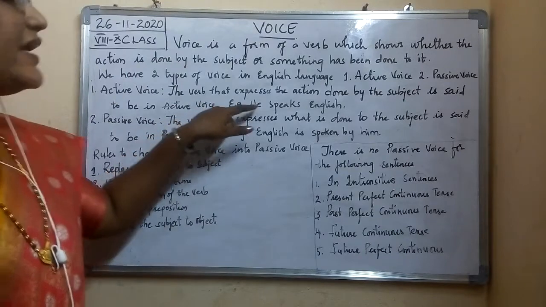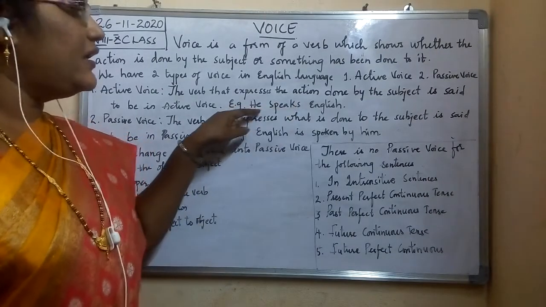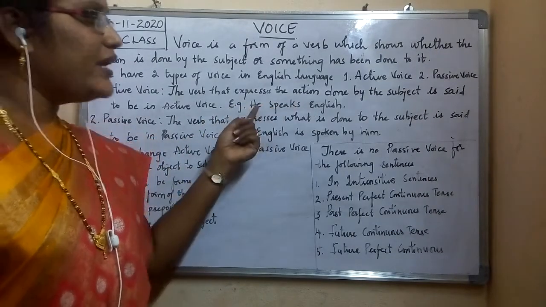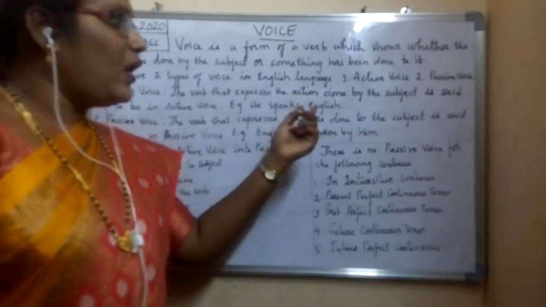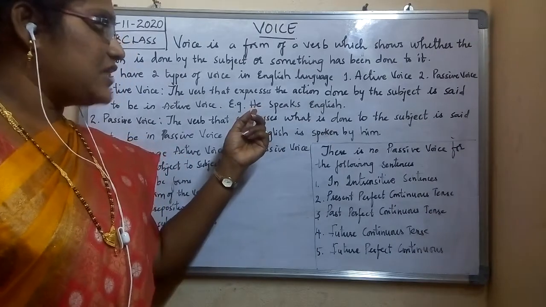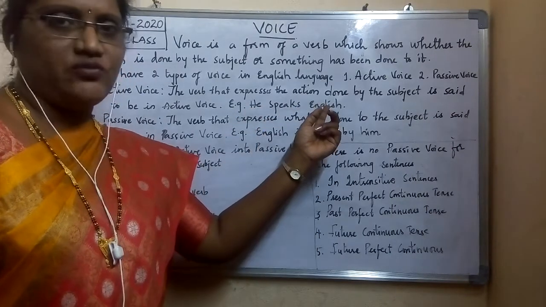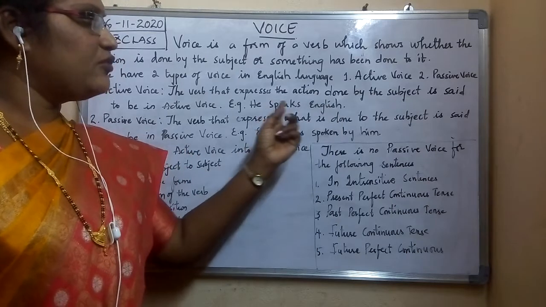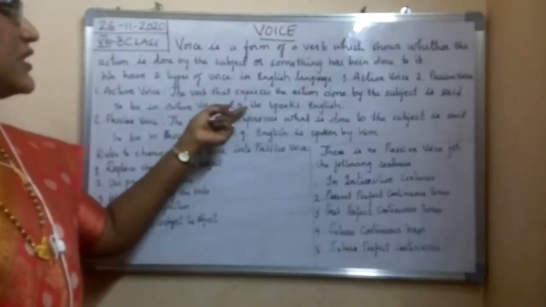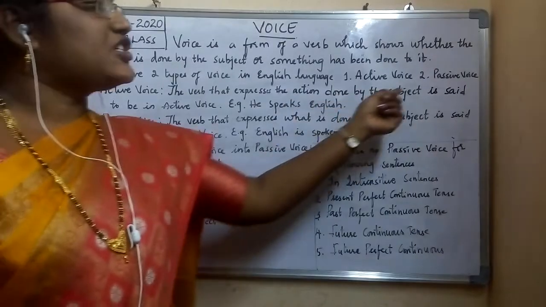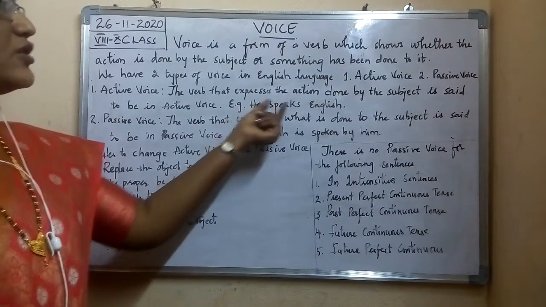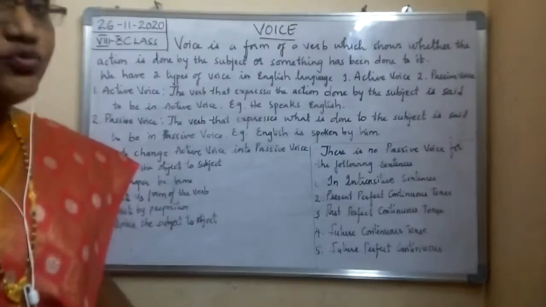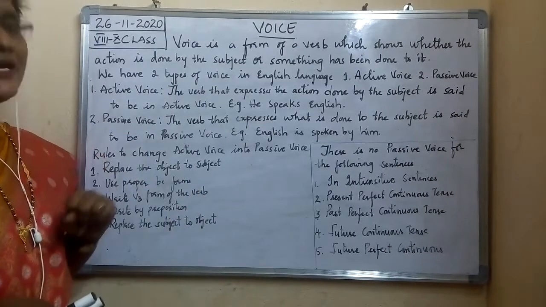So, for example, he speaks English. Okay, here he speaks English. So, he is what? Subject. What action is he doing? Speaking. What is he speaking? English. So, subject, verb and object. Now see here, the verb that expresses the action done by the subject. Who has done the action here? Subject. So, this sentence is called what? Active voice.